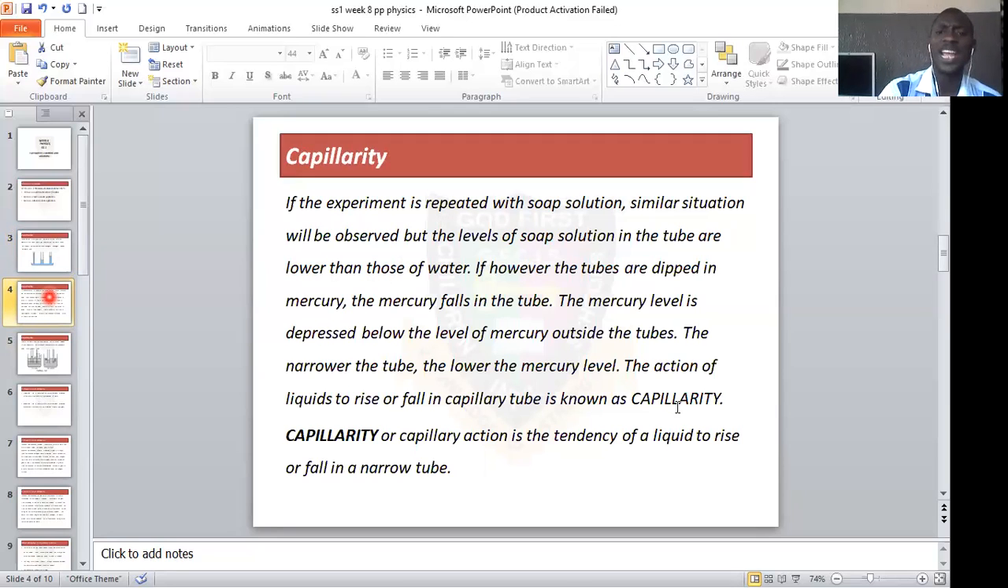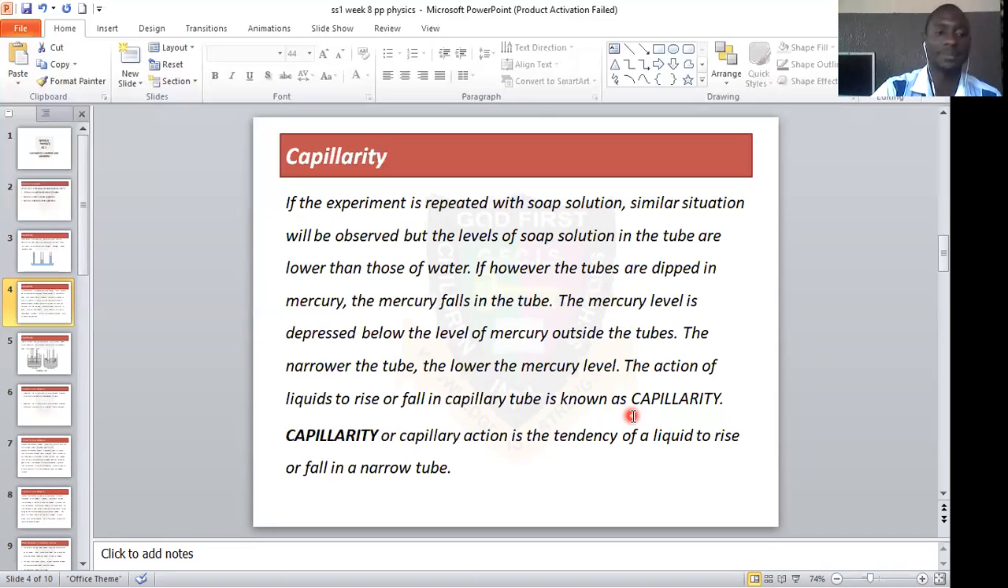So the action of a liquid to rise or fall in a narrow tube is known as what? Capillarity. So this is the definition of capillarity: the tendency of a liquid to rise or fall in a narrow tube is called capillarity, also known as capillary action. And you know the reason why? I will now look at the reason why water rises and mercury doesn't rise.